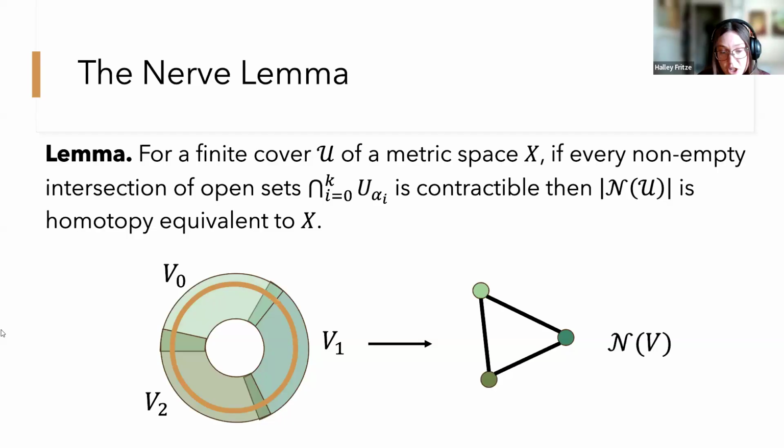So if I pick a different cover, for instance, this V0, V1, V2 cover, right, now if I check all my pairwise intersection conditions, right, V0 and V2, their intersection is contractible, V0 and V1's intersection is contractible, and V1 and V2's intersection is contractible.